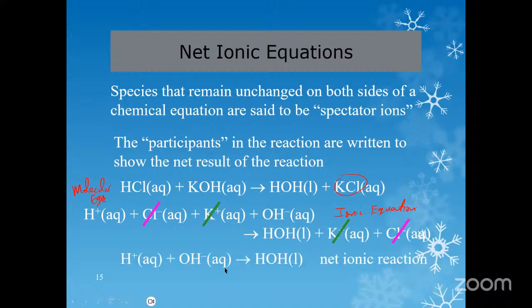And then what we'll be left with would be the net ionic equation, which is simply the H plus and the OH minus coming together to form the H2O, and that's it. And that's how you determine the net ionic equation for this reaction. All right? Okay, any questions about it? Any questions?